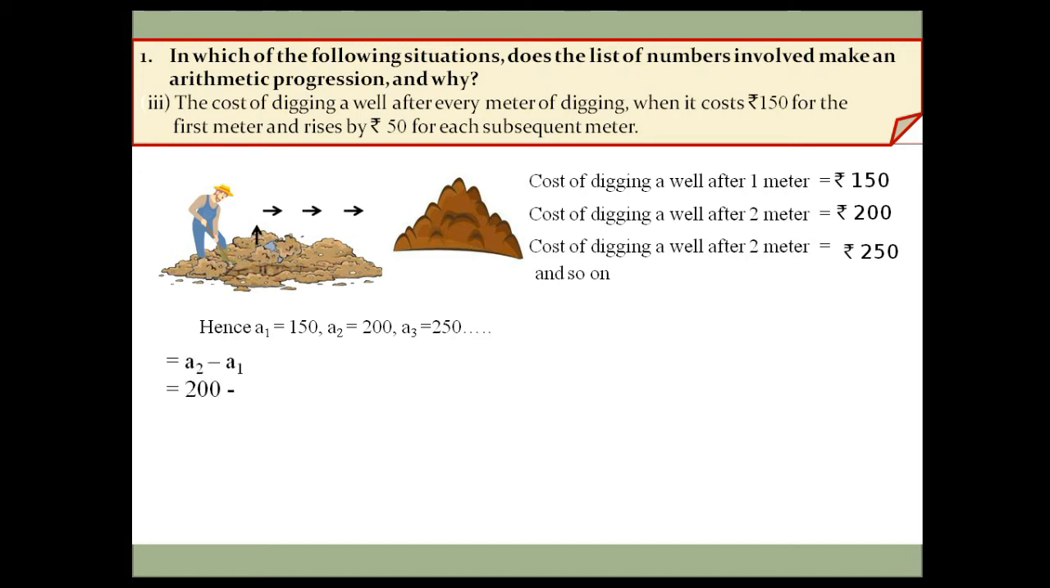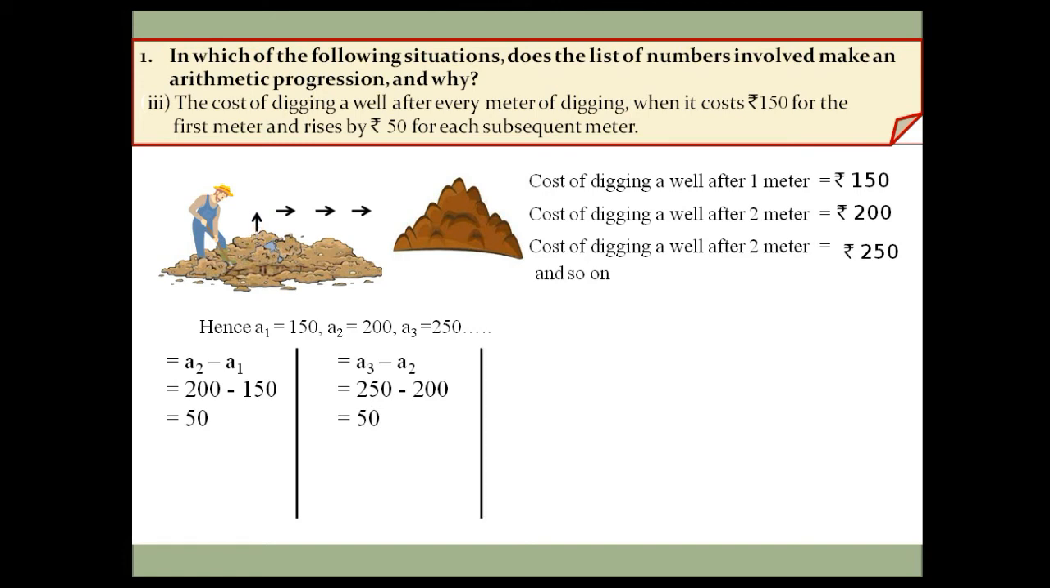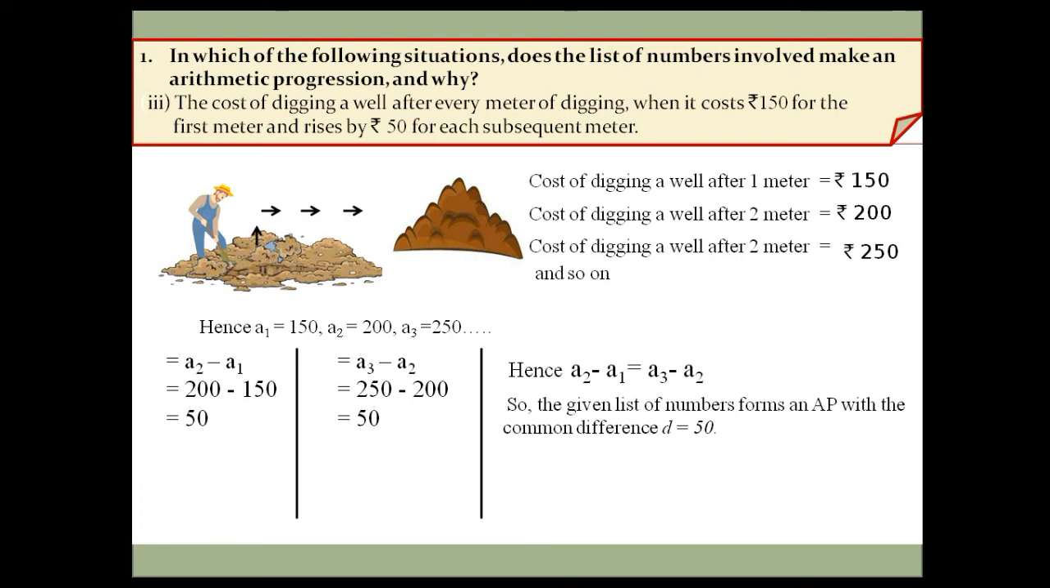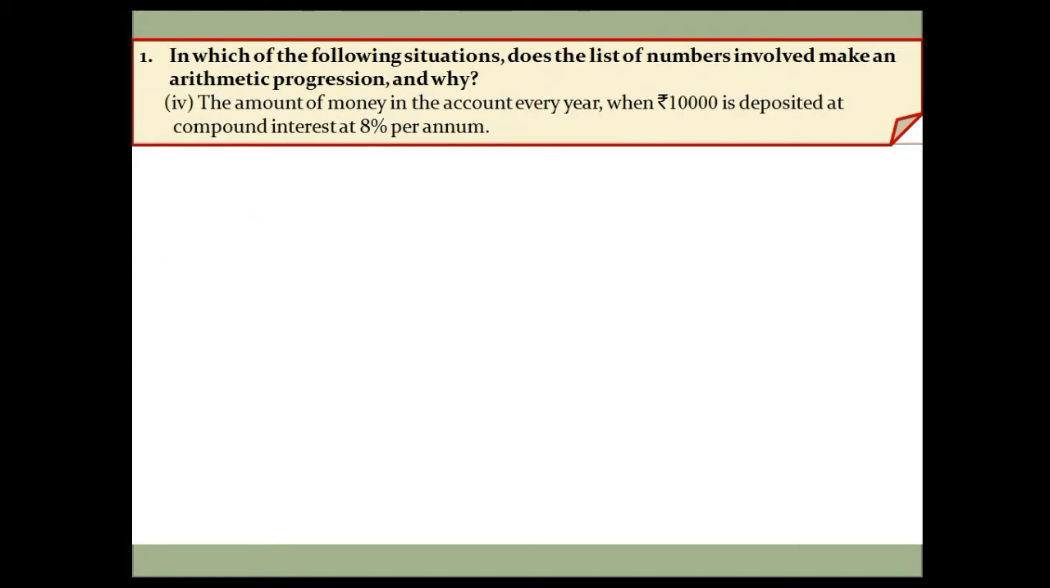Second term minus first term equals 200 minus 150 equals 50. Third term minus second term equals 250 minus 200 equals 50. Hence, second term minus first term equals third term minus second term. So, the given list of numbers forms an arithmetic progression with the common difference d equals 50.